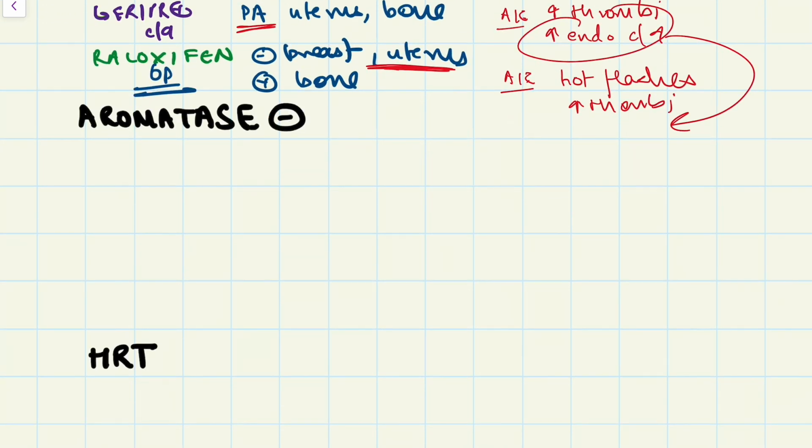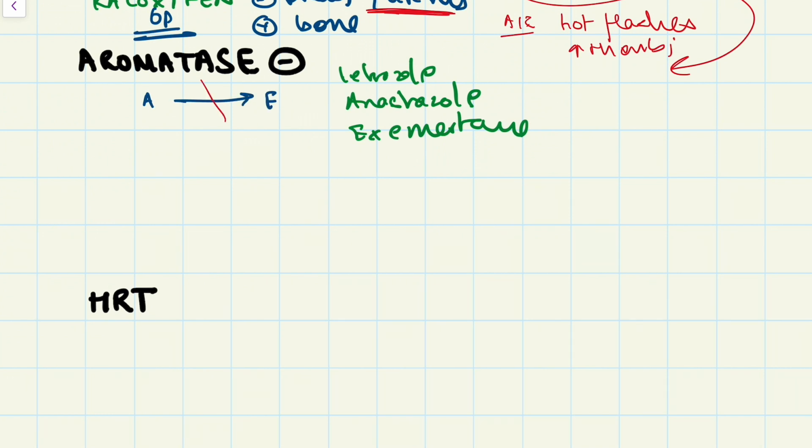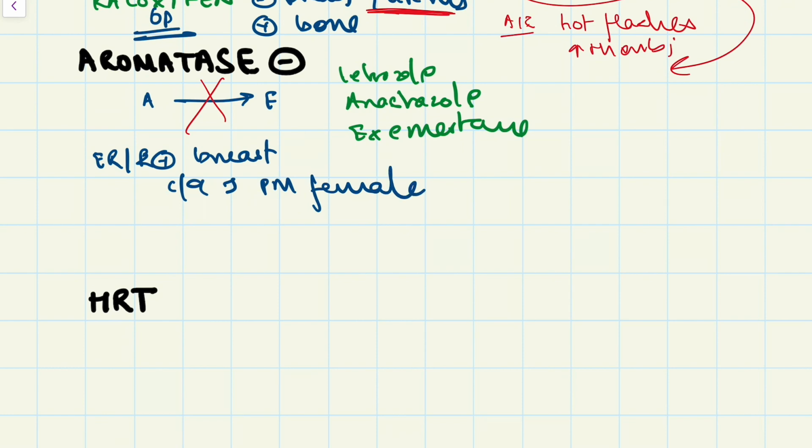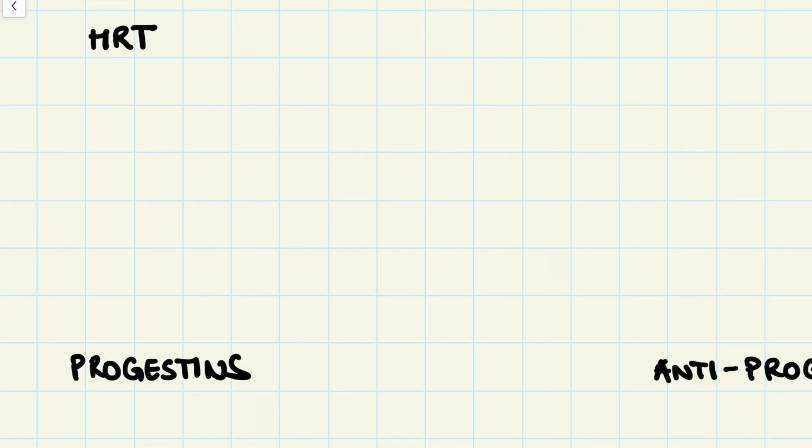Next, we'll study the aromatase inhibitors. So the aromatase inhibitors we already know are letrozole, anastrozole, and exemestane, right? So what they will do is that they will inhibit the peripheral conversion of androgens to estrogen, right? So it is also used in ER PR positive breast cancer in postmenopausal females, right? So in ER PR positive cancer, tamoxifen is used in young patients while letrozole is used in postmenopausal females.